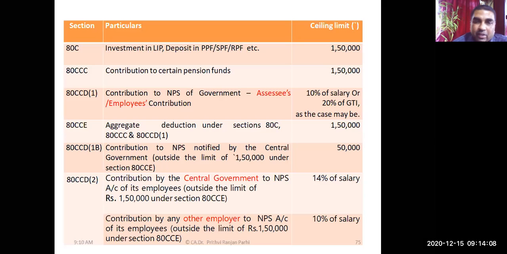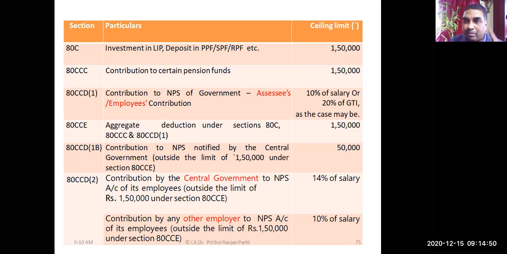Yes, sir. Okay. Sir, can you just explain that 80CCD2 part again? 80CCD2. Okay, first you see. Up to CCD1B, we are talking about contribution made by the assessee. 80CCD2 talks about contribution not made by the assessee, but on behalf of the assessee. Who is contributing? Central government or other employers. 80CCD2 talks about contribution made by employers. If this kind of contributions are made, they are also eligible for deduction.